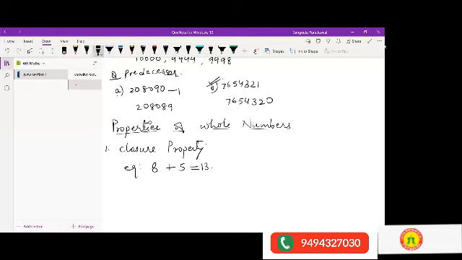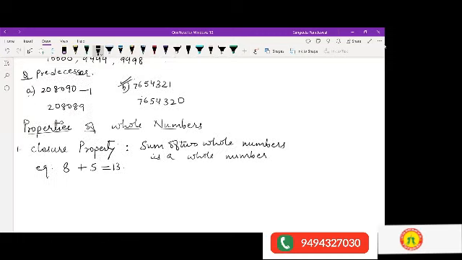Okay. So what does the closure property say? Hello children, are you there? Yes, ma'am. Why have your videos gone off? Sum of two whole numbers is a whole number. Okay. Sum of two whole numbers is a whole number. So if I add two whole numbers, my answer is also a whole number. This is what the closure property tells us.